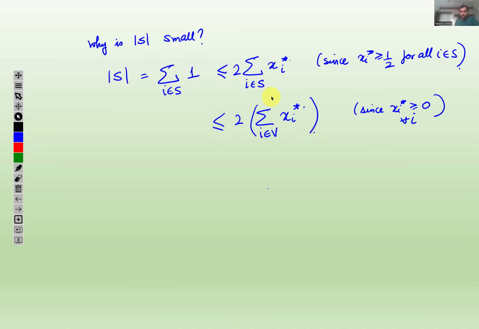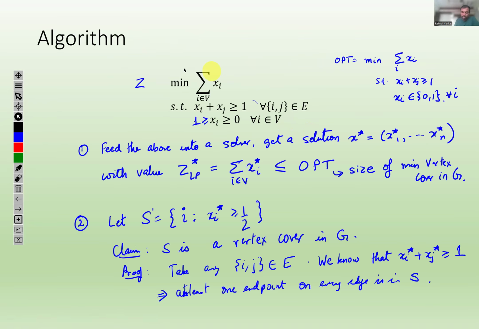But what is this? Recall that this was exactly the objective value of this relaxation, of this LP formulation. And what do I know about that objective value? Its value is less than or equal to the optimal vertex cover.